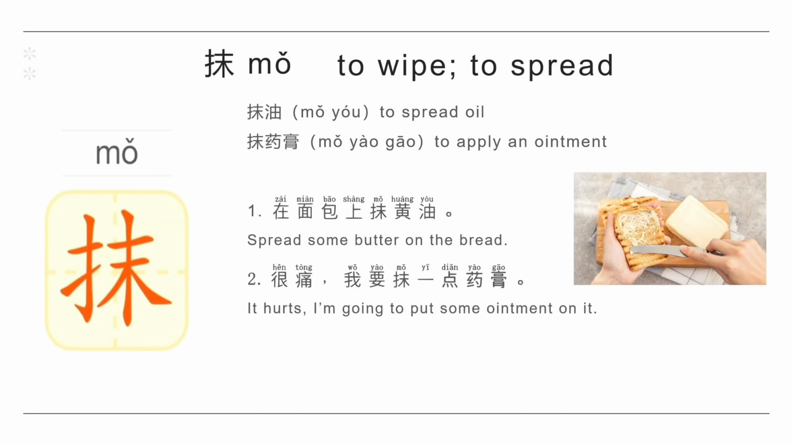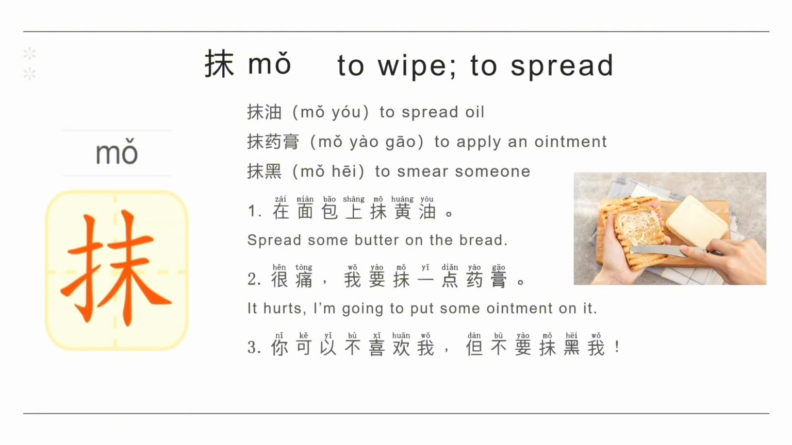抹药膏. 抹 can also be used in the figurative sense. For example, 抹黑 literally to smear black. It means to smear someone, to tarnish their reputation. 你可以不喜欢我，但不要抹黑我。You can dislike me, but don't smear me. 抹黑, 抹.